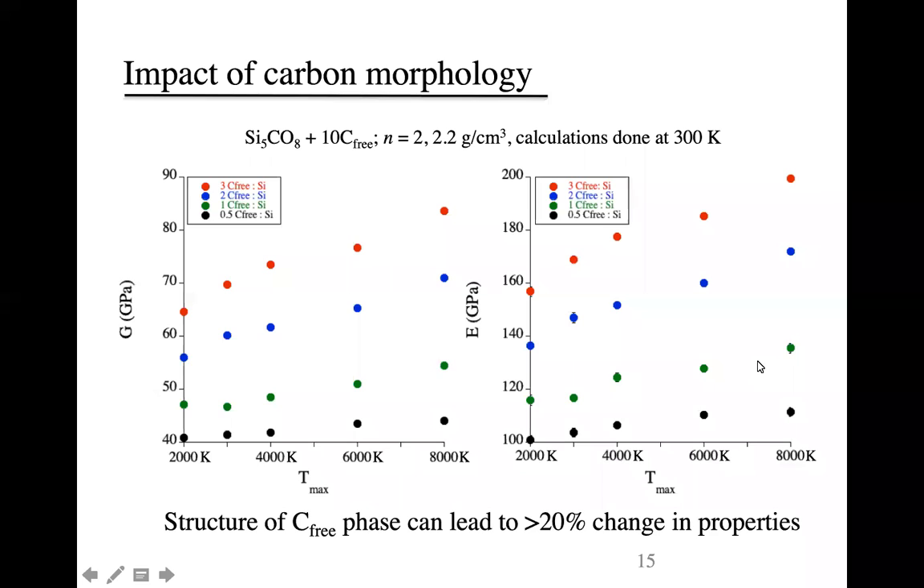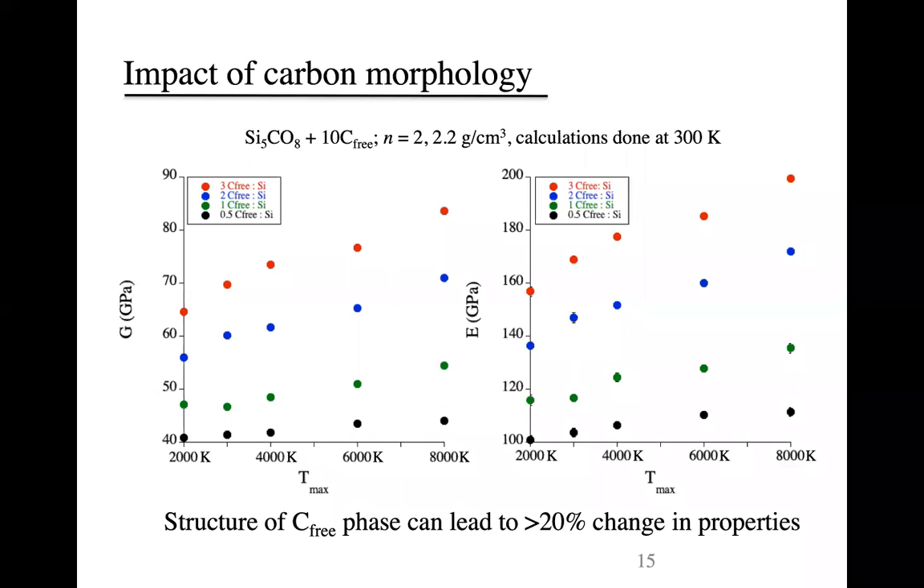Now, when we calculate the elastic properties of these structures that differ primarily only in the structure of the free carbon phase, meaning the composition of these models is the same, the density of these models is the same, and again, they only differ in the morphology of the free carbon phase, we find that increasing the Tmax value results in an increase in the elastic properties.